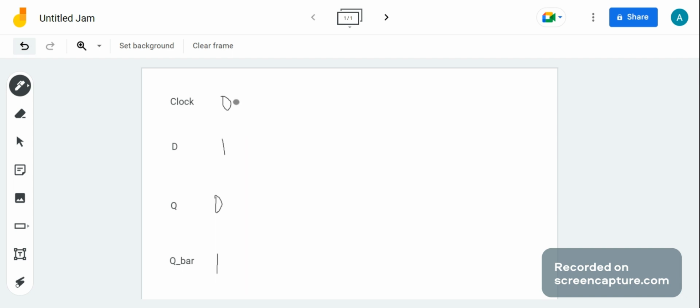By the way, this is all arbitrary. We could have started with the clock at 1 and Q at 1, and Q bar and D at 0, but we're just going with this because it doesn't really matter.